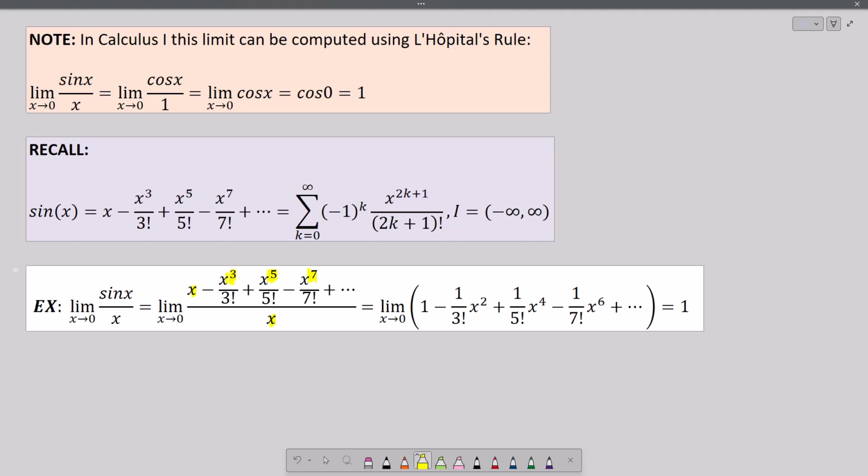And if the limit is as x goes to 0, all these terms are going to 0 except for the first term. So our limit is 1. And we get the same value. Right? We get the same limit. So you can take and replace a function with its power series.